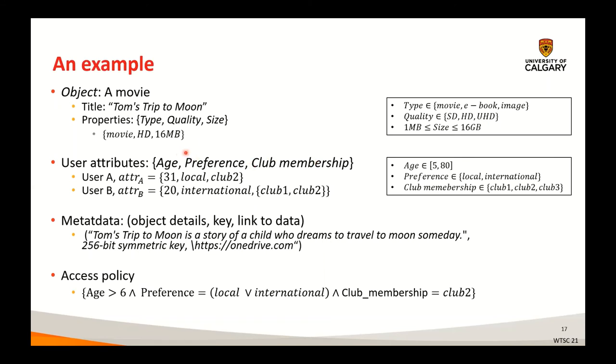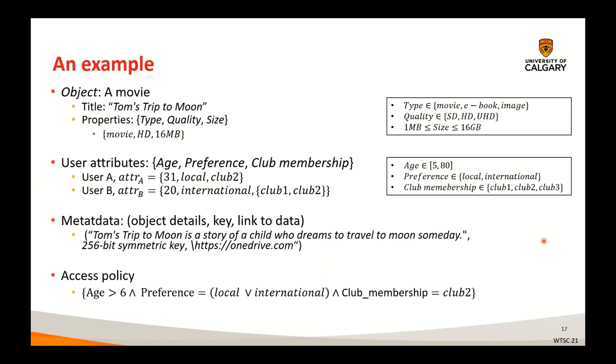16 megabytes. We assume that the attribute universe of each user is age, preference, and club membership. And the box on the right side shows their domain. We consider 2 users, user A, who is the resource owner, and user B, who is the resource requester, having these attributes.